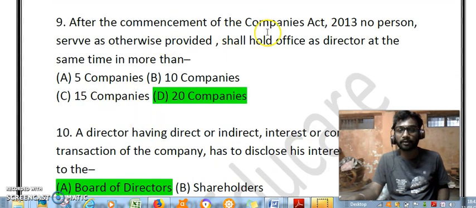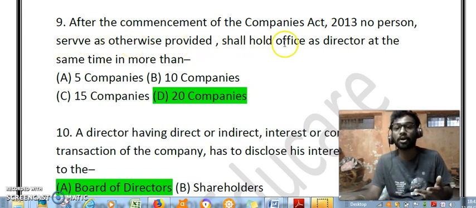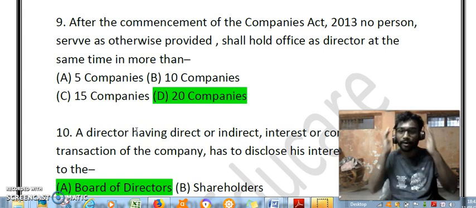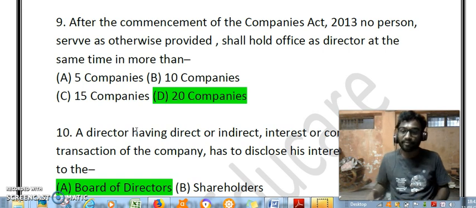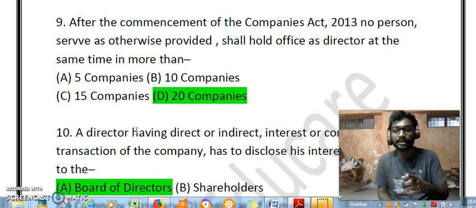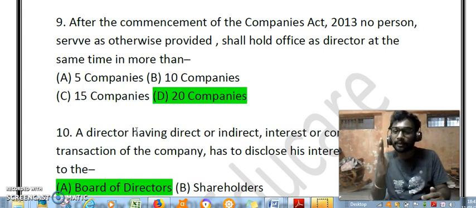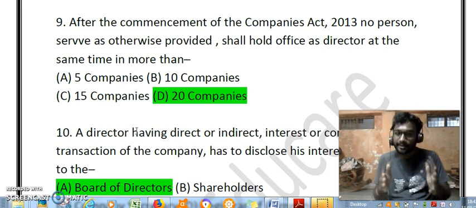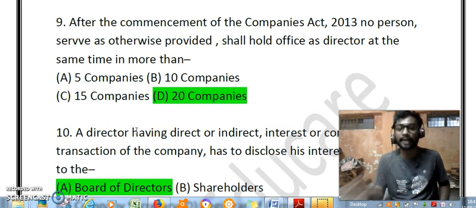After the commencement of Companies Act 2013, no person, except as otherwise provided, shall hold office as director at the same time in more than 20 companies. As per section 165 of the Companies Act 2013, very important point, no person can hold office as a director for more than 20 companies. In the case of public companies, the maximum number is 10. He can hold office in a maximum of 10 public companies as a director. So, in the case of all companies it is 20, and in the case of public companies it is 10.